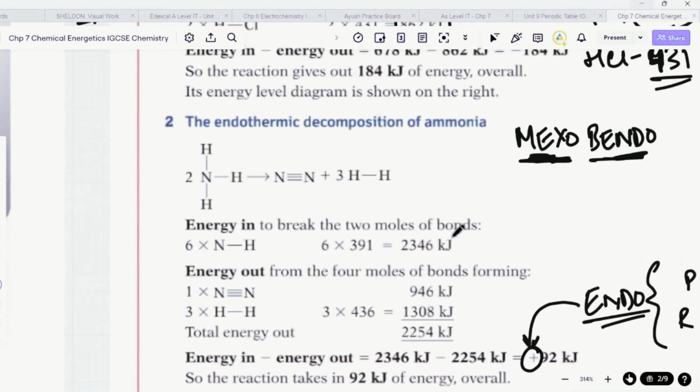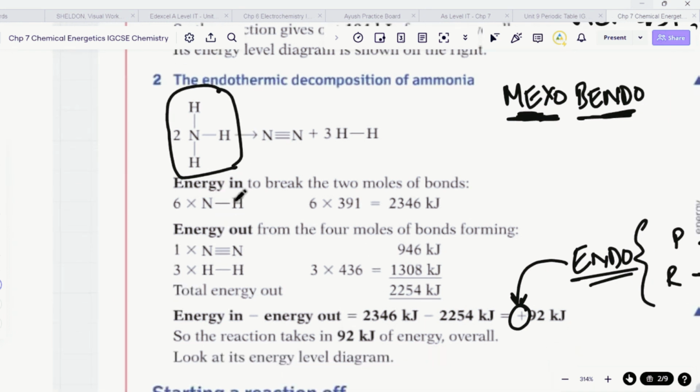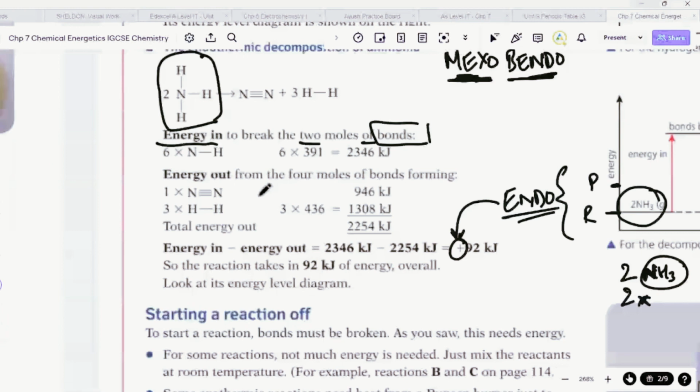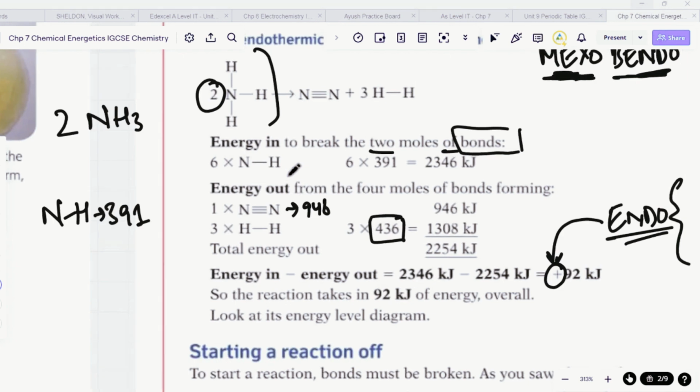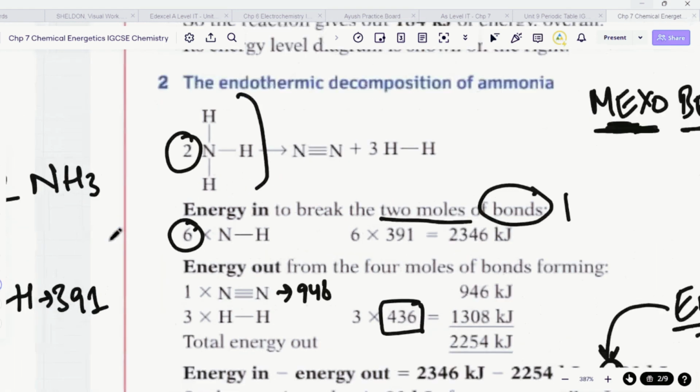So how do we solve it now? See, this part first. Look now. Energy in to break the 2 moles of NH3 bonds is how much? How many bonds of nitrogen and hydrogen do we have over here? Can you all tell me why do we have 6 over here? This is my question. Now see this part. What are they telling us here? They are saying to break the 2 moles of NH3, we will be multiplying it by 6.